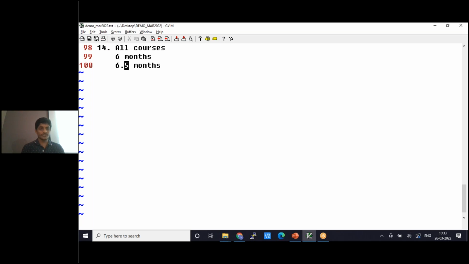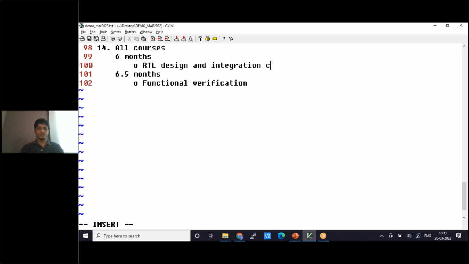Our functional verification course is 6.5 months. RTL design and integration courses are 6 months courses. If someone is from a DFT domain, for DFT also it's a 6 months course.